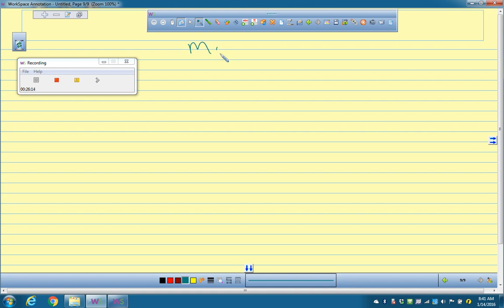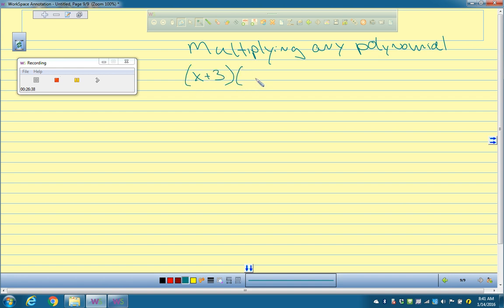This is multiplying any polynomials. So say I have some. I'm going to have you do one on a whiteboard second. Say I have something that looks like this, x plus 3, and I want you to multiply it by x cubed minus 5x minus 1. Okay? So now you've got a binomial and a trinomial being multiplied together.